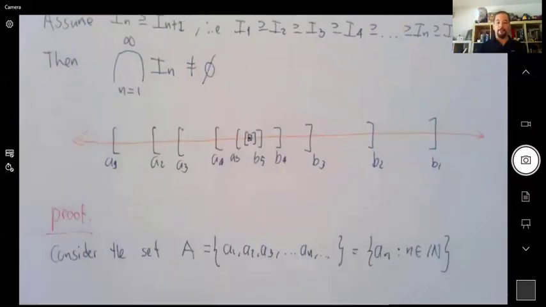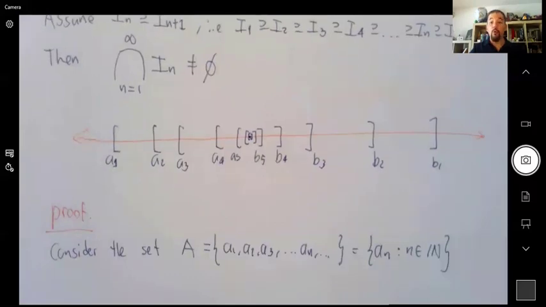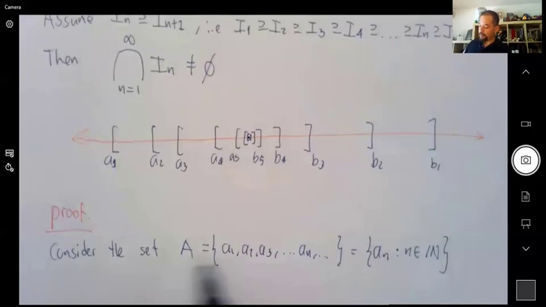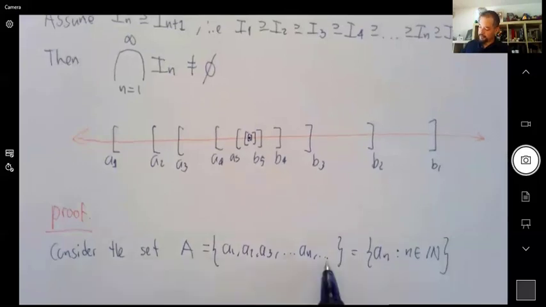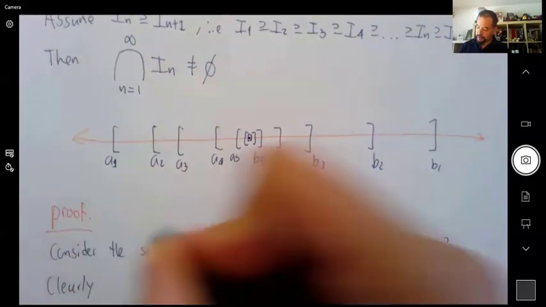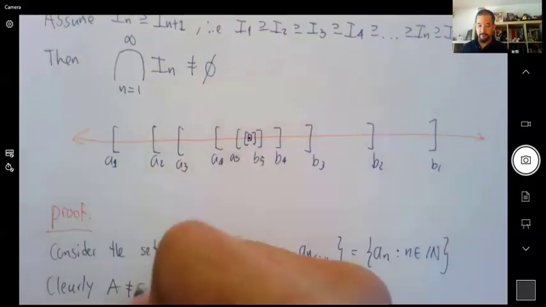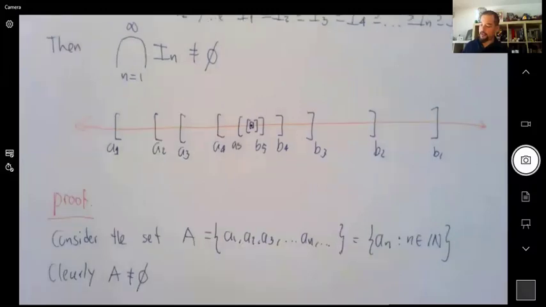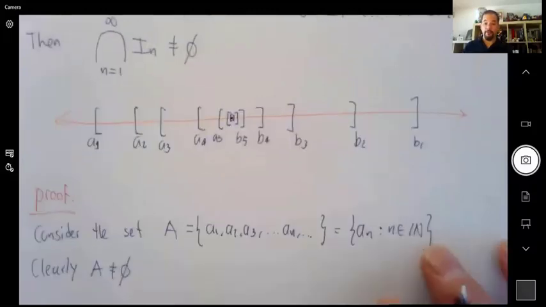Now I want to use the supremum of that set. To be able to do that, I need to check two things, right? Is my set A non-empty, and is it upper bounded? Now, this guy is obviously non-empty. Look at all the elements in here, right? So I'm just gonna write it here so you don't think I forgot. Clearly, A is non-empty. Now, why is it upper bounded?